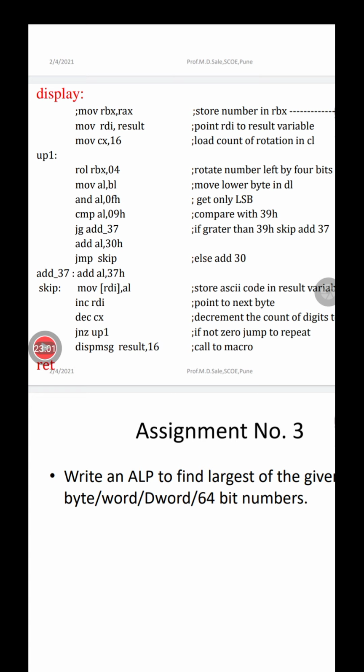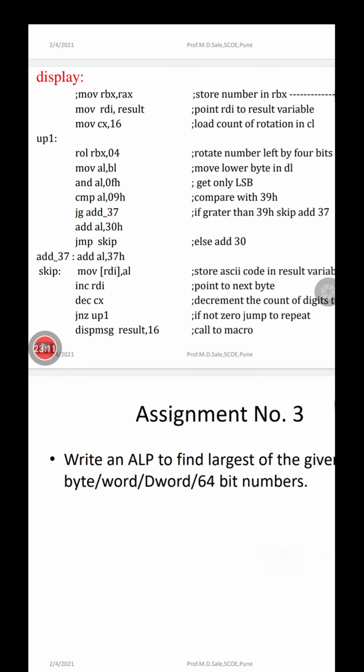I hope everybody is understanding this part. So your first digit gets converted into its ASCII, and it gets stored into the result array. Then we have to convert the second digit into its ASCII and store it into the second position of the result array. So here we have done INC RDI. Your pointer will get incremented so that it will point to the next position of the result array.